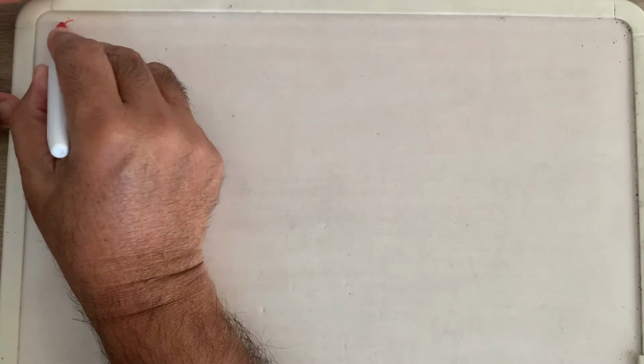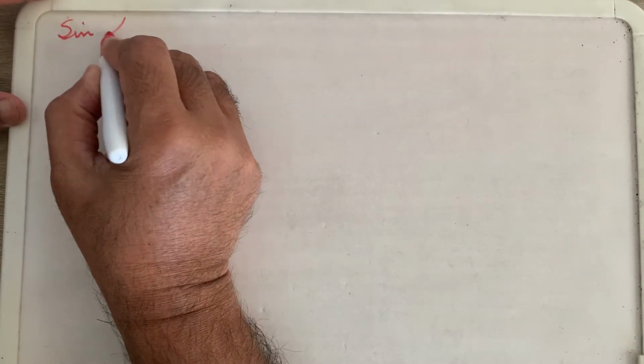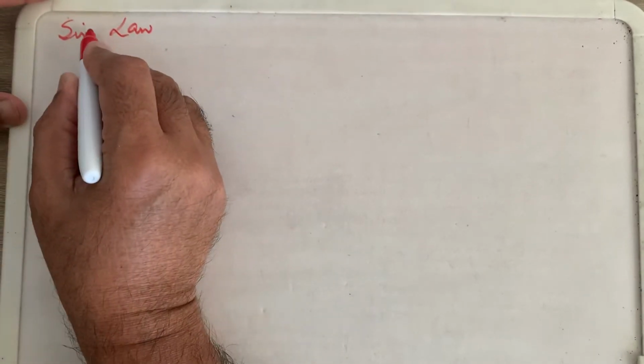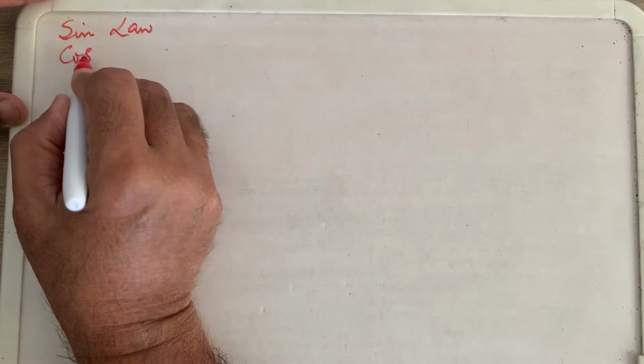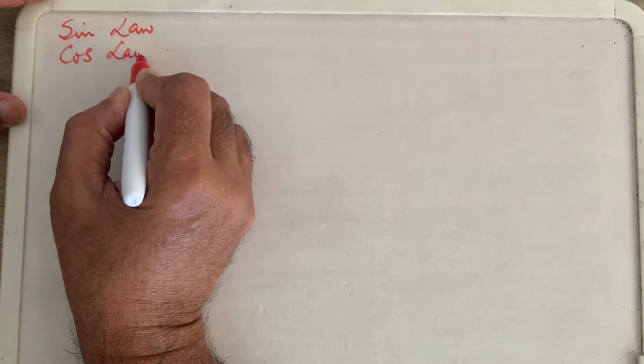So today we will be dealing with another trigonometric relationship, or law of trigonometry, which is called sine law and cos law. So there are two laws, sine law and cos law, right? And these two laws are useful when we are dealing with a triangle in which two angles and two sides are involved, right?